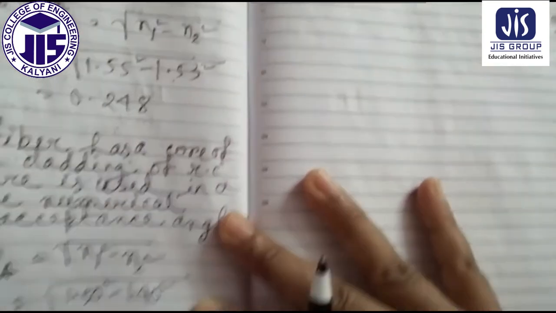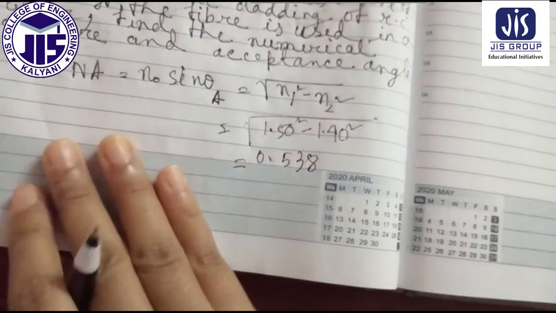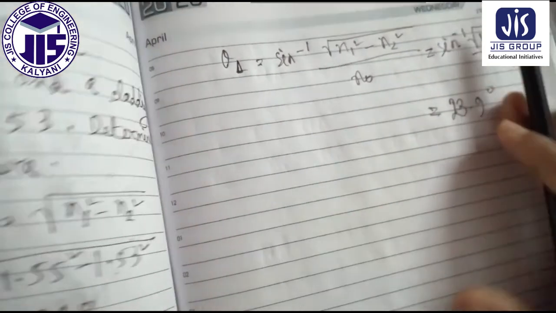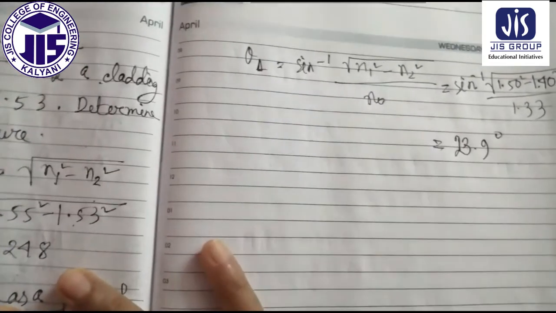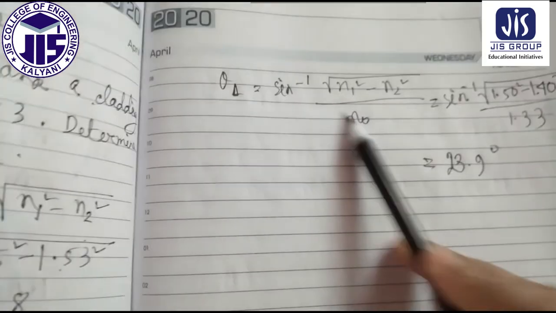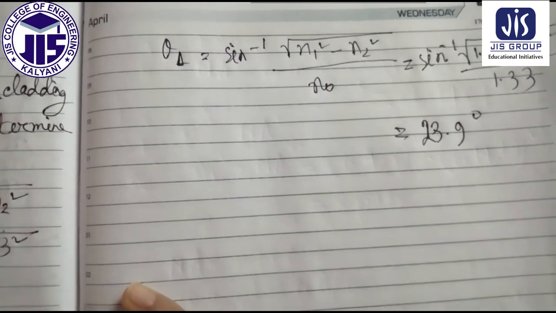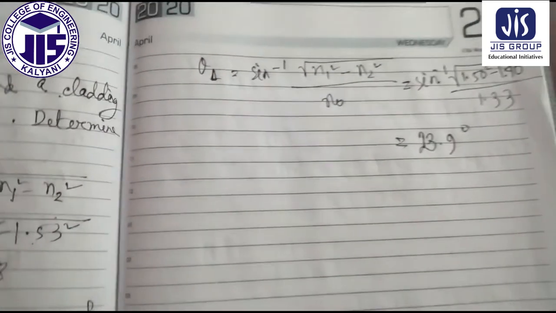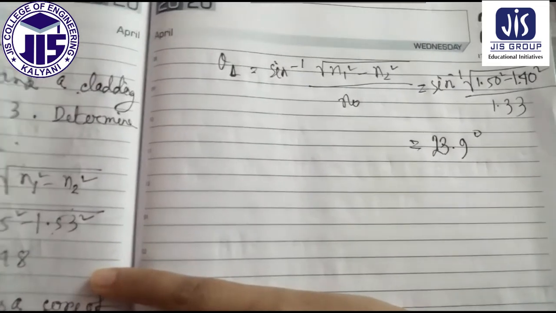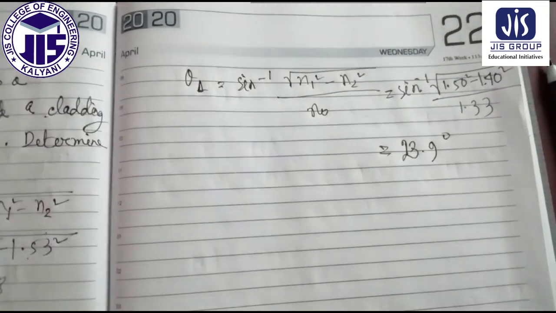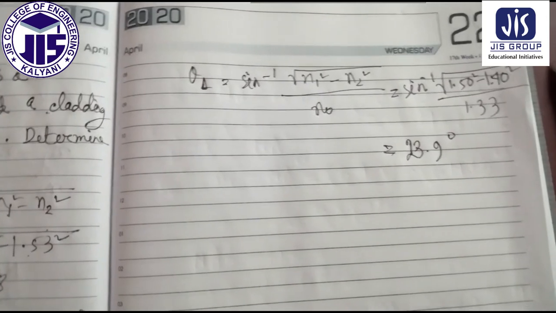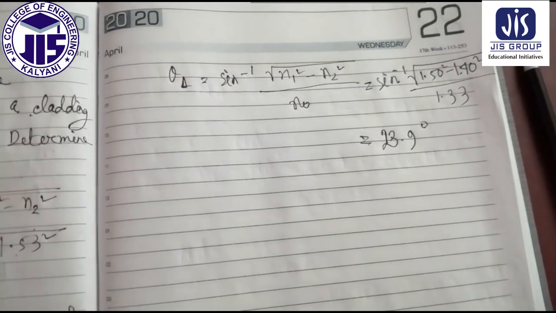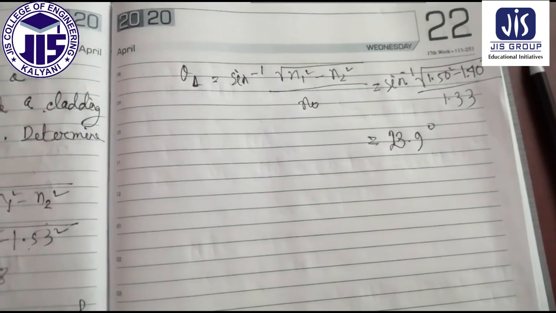So first we have to calculate the numerical aperture. If you know the numerical aperture, then you have to find out the acceptance angle. This is the general formula. When the outer medium is air, obviously n0 will be 1. In that case, only sine inverse root over of n1 square minus n2 square. So by doing all the numericals, you can understand that there is nothing to think, you have to just put the values in the formula. If you do it, then you can get the answer.